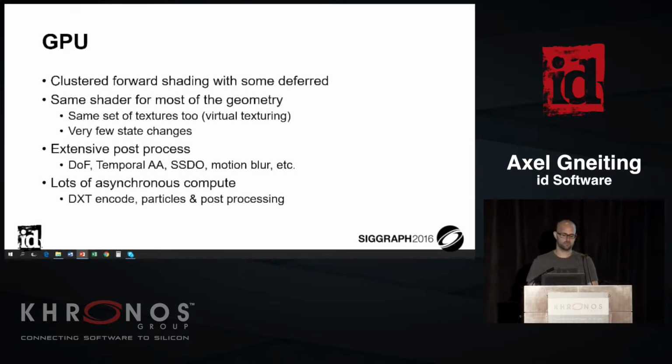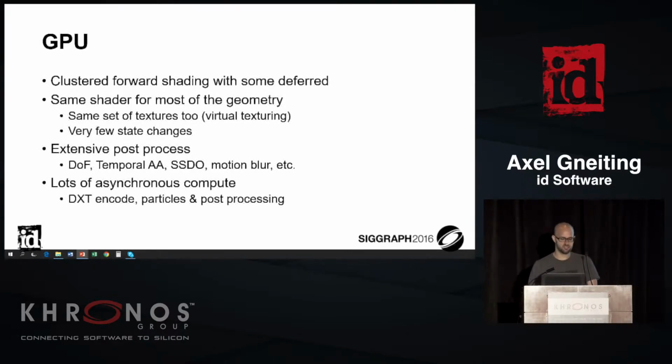On the GPU, we have clustered forward shading, but some of the stuff is deferred. What's good about the engine is we use almost the same shader for all of the world geometry. Also, it mainly uses the same set of textures because we still use some sort of mega texture system. So we actually have very few state changes.